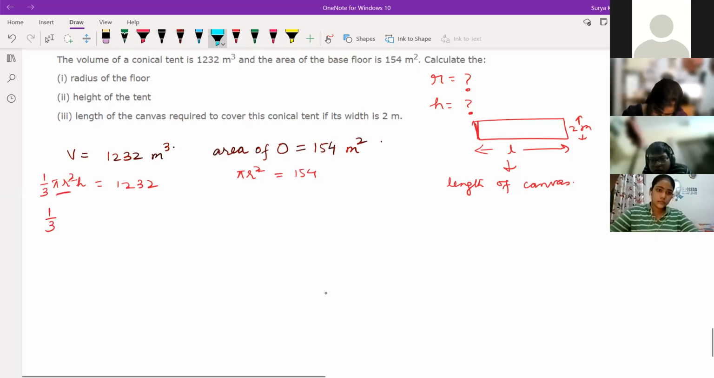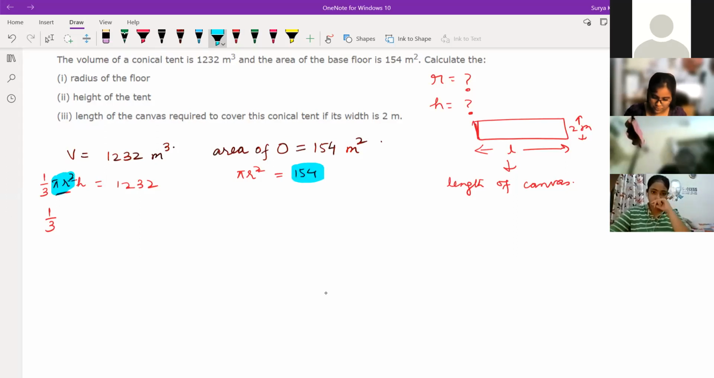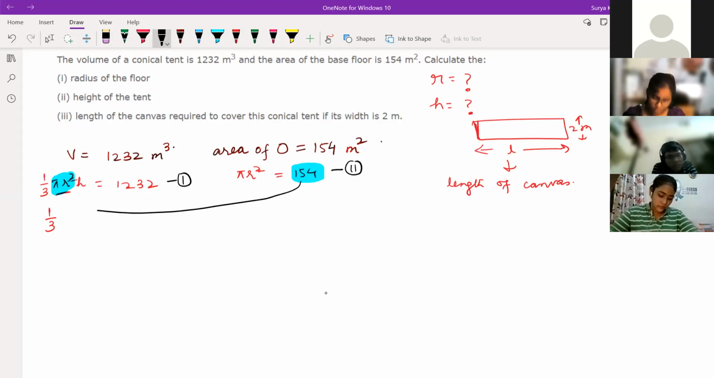Now children, here you may have a doubt. Pi r square value we can get from here. All right, we are substituting this value. This is the second part, this is the first equation. Now pi r square we are getting from here. So we can write here 154 into h is equals to 1 by 3.